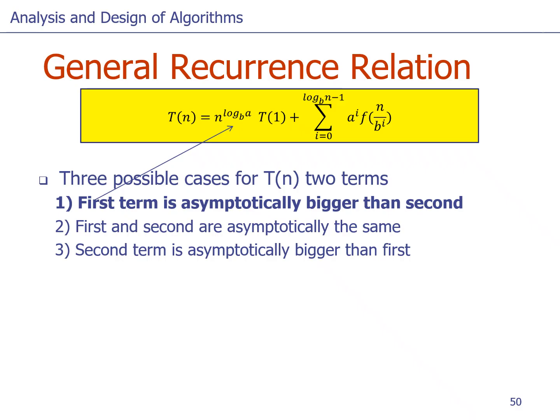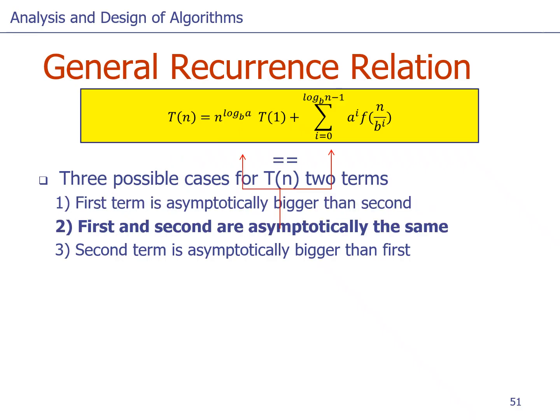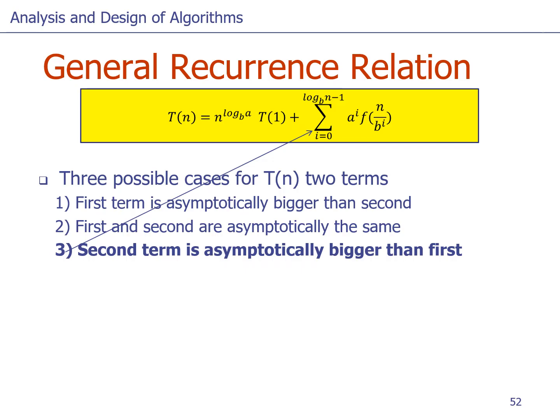Now, there are three possibilities here, given what we know from asymptotics. The first term, which is the amount of work we do at the leaf level, is asymptotically bigger than the second term, which is the rest of the tree. Or the first and second term are equal. I mean here by first and second, the two terms added together, the right hand side of my equation. So either the left is bigger, or they are equal, or the right is bigger. Okay? Second term is asymptotically bigger than first.